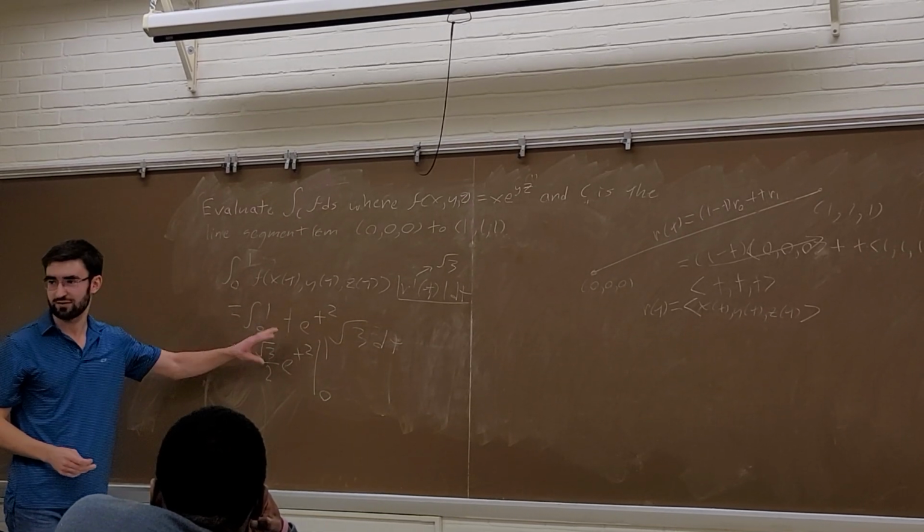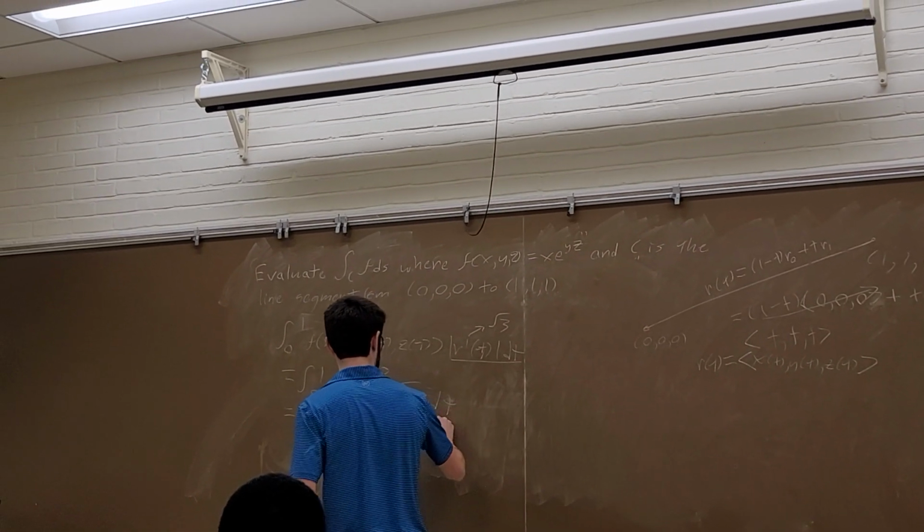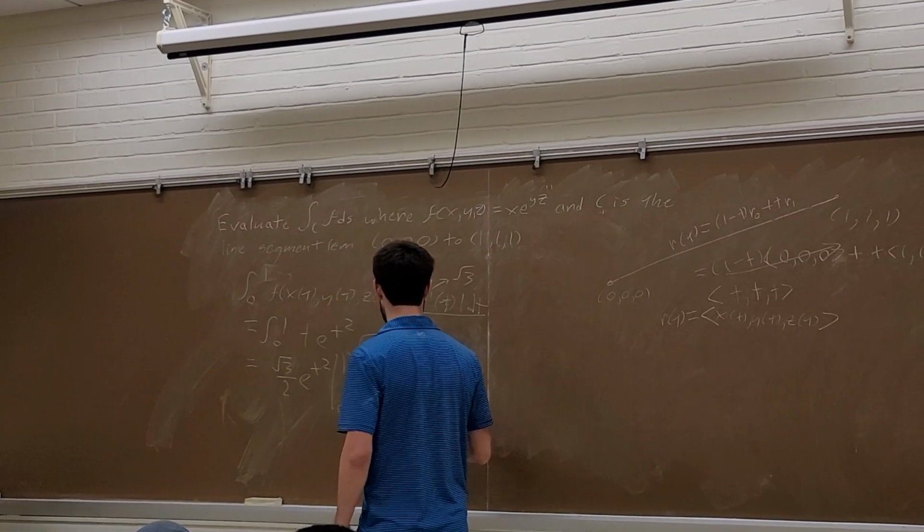Is everyone okay with that? So I don't have to write out this. So now we just plug stuff in. So this will be root 3 over 2 e minus 1. And that's it.